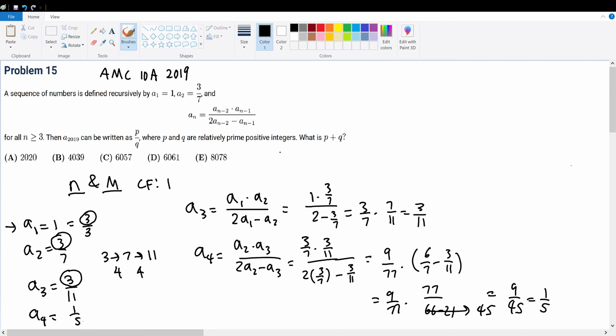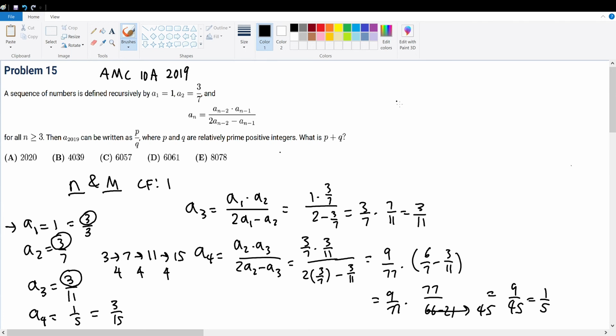But how can we rewrite this to be the same as a static numerator of 3? Just multiply 3 over 3 on both sides, and we get 3 over 15. And now we see here that 11 jumps to 15, and this common difference of 4 is also maintained. So we can be sure that this sequence will follow throughout.